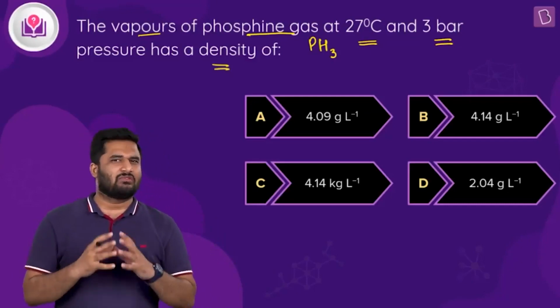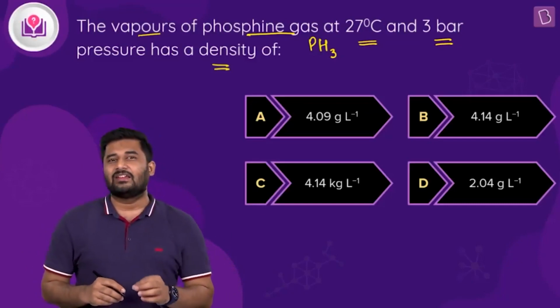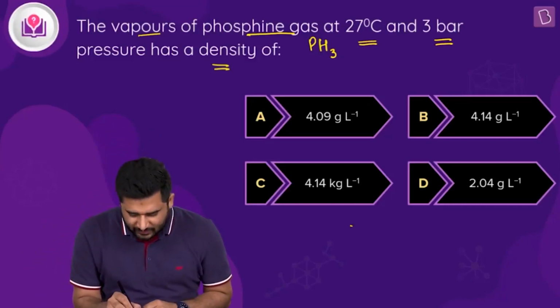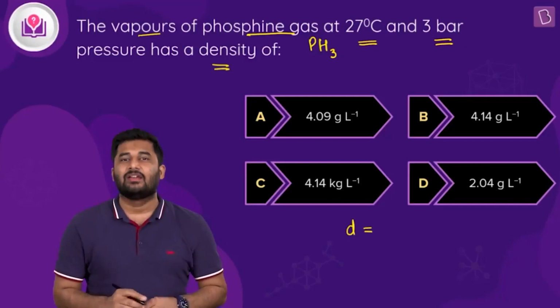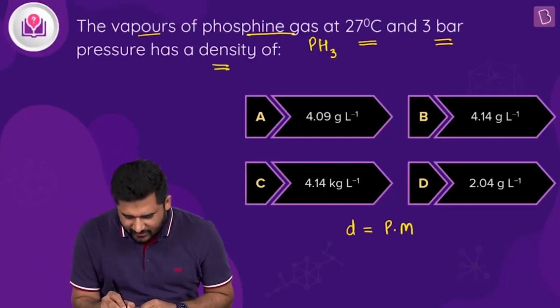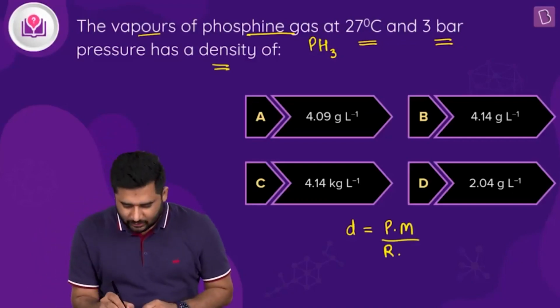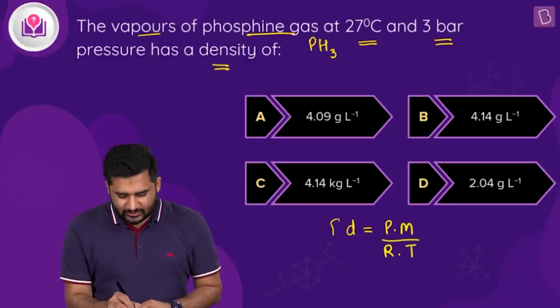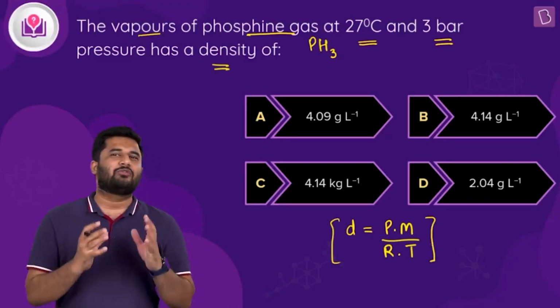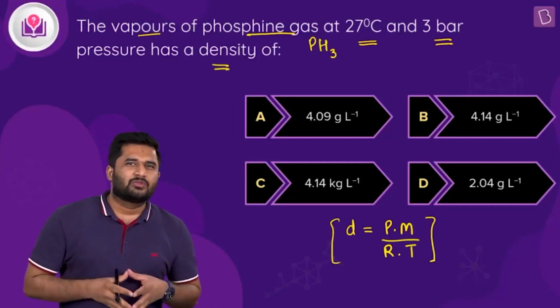Very basic question, very interesting. Let me tell you how to solve. So basically, we know that from the ideal gas equation, density of a gas is equal to pressure times molar mass of the gas divided by universal gas constant times temperature. This is the simple formula that you have to use in order to answer this question. So let us put values one by one.